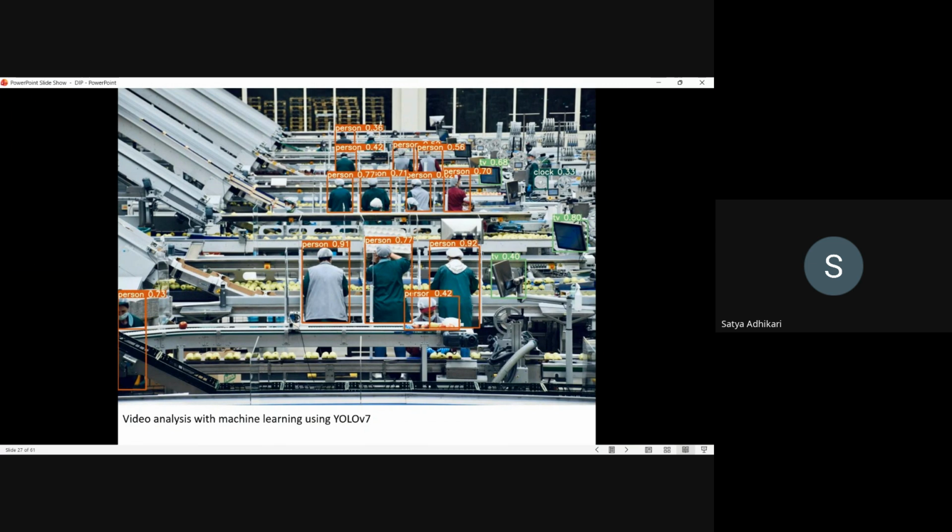You see, this is an image of video analysis with machine learning using YOLO V7, which is an image detector. You see, different persons are there. It also recognizes the monitor, written as TV 0.40. These are numbers. It also recognizes the clock. There's a clock, and it recognizes that too.